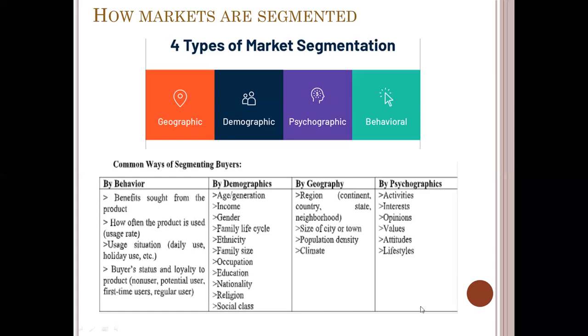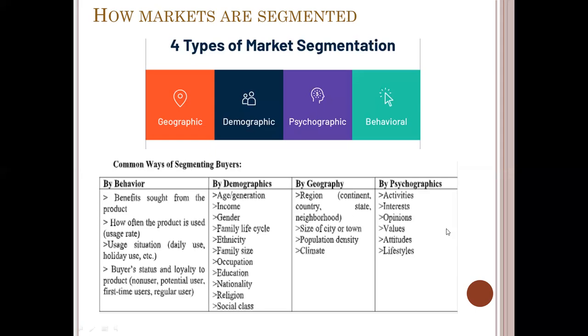So for geography, we have here region, either continent, country, state, neighborhood, or size of city or town. Is it a small town? Is it a barangay? Is it a barrio? Is it a city? Is it a large town? So we also have population density, how many are living in there, and also the climate.